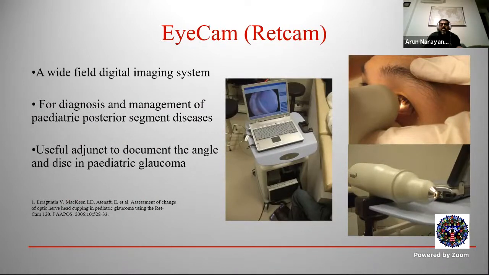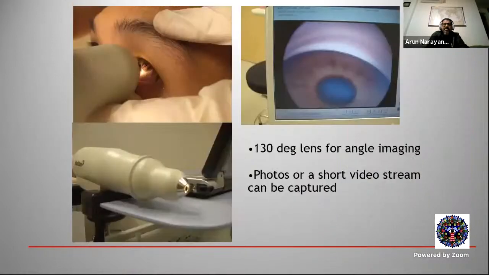Very shortly about RetCam. RetCam is essentially designed for evaluation and management of pediatric posterior segment diseases, but it has an adapter wherein we are able to image the angle using the 130-degree lens module.